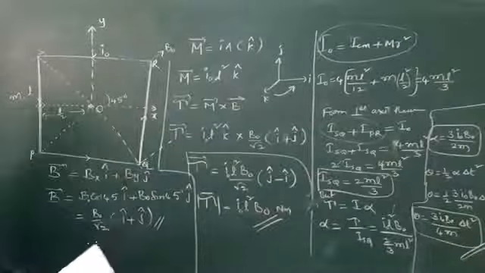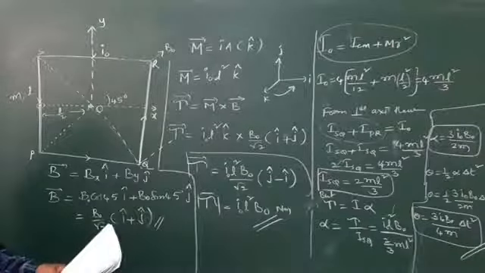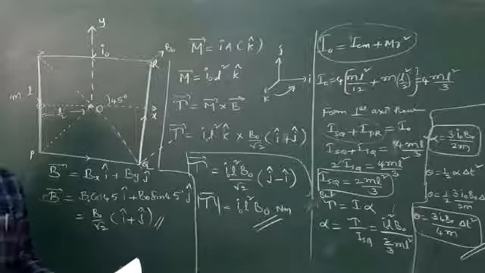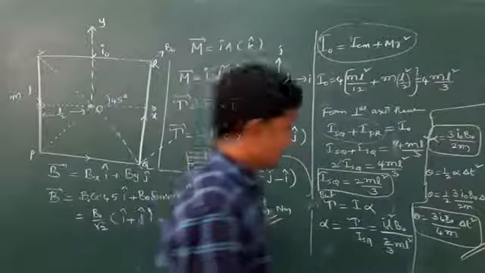So try to practice this at least twice. So finally I got 3 I naught B naught by 4m delta t square. Check it here, it is visible.